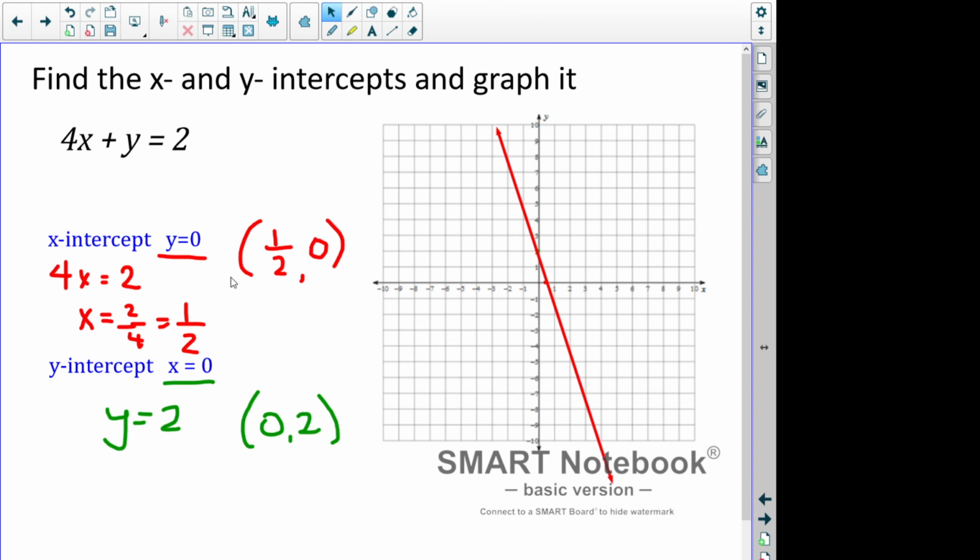Those points are easy to find. They're usually easy to calculate because when you plug in that 0, one of the variables just disappears, and it's pretty easy to solve for the other one. That's partially why we do that.